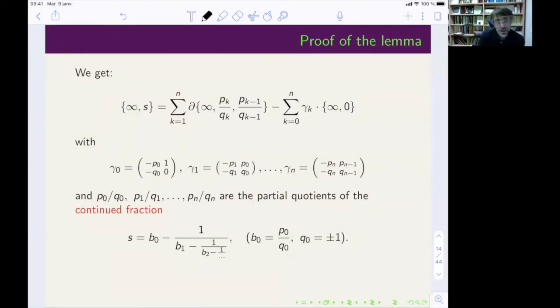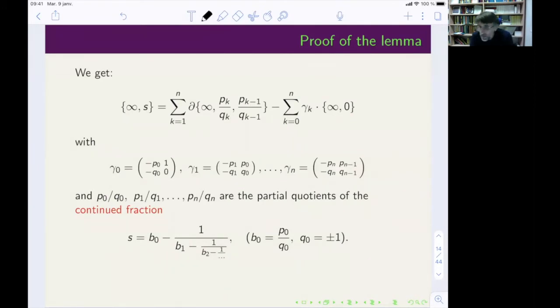And the proof in the end gives the following statement: any modular symbol from infinity to s decomposes as a sum of triangles minus some translates of infinity zero, where the translates are given by these matrices, where the p and q are the partial quotients of the continued fraction. So what we have done geometrically is just to rediscover the continued fraction algorithm associated to this rational number s. So that concludes the proof of the lemma. Any modular symbol can be decomposed as a sum of unimodular ones.